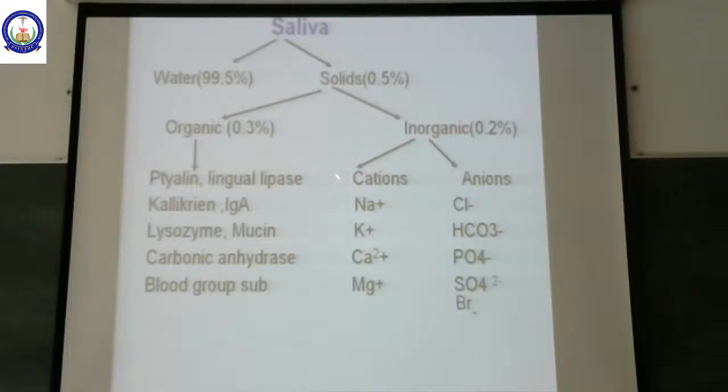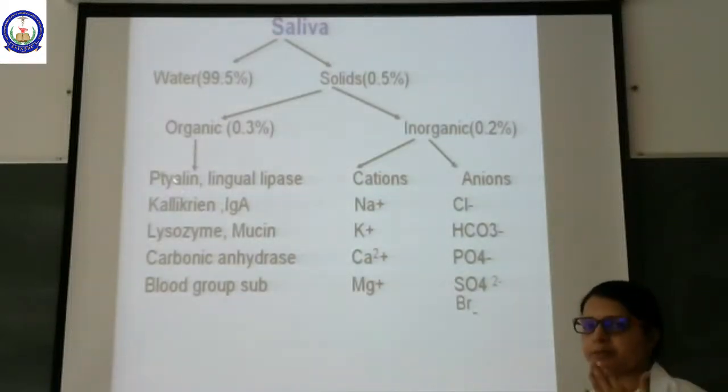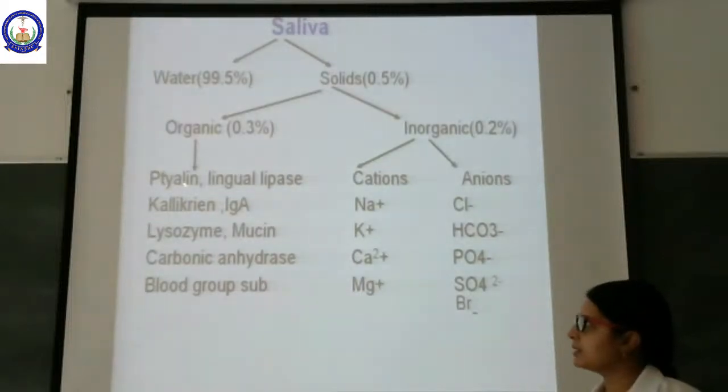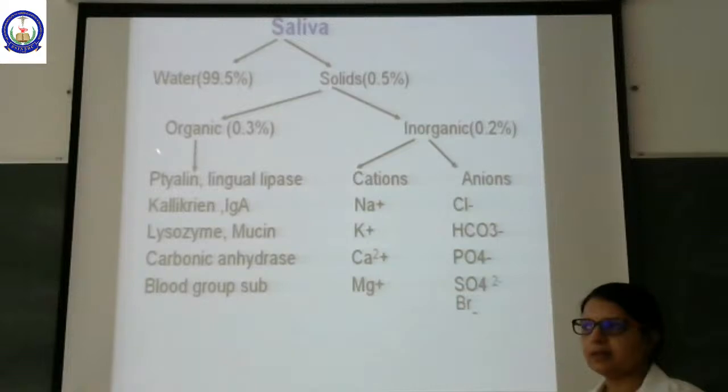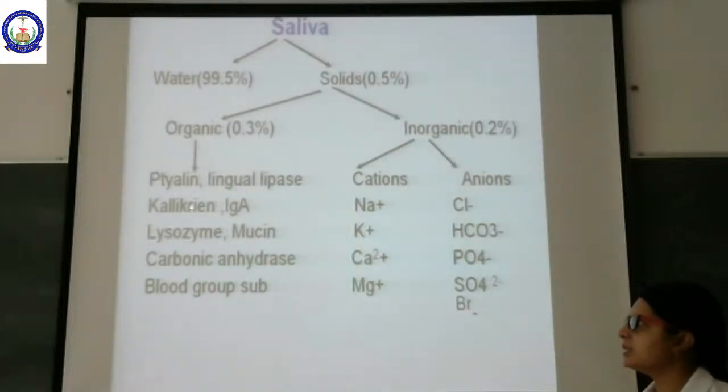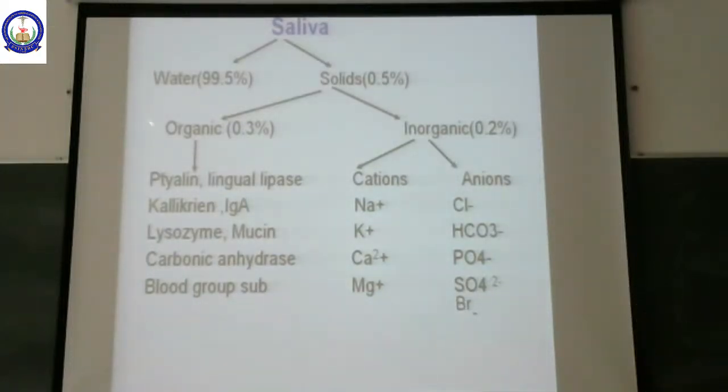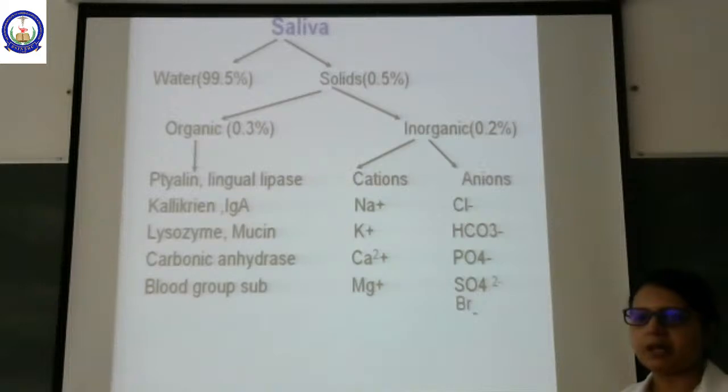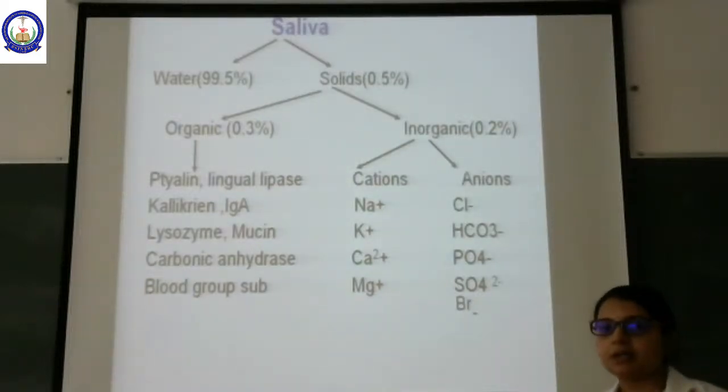In the organic solids, the most important digestive enzyme present in the salivary juice is ptyalin. So please remember, it is ptyalin. The other name given to that is salivary amylase, which helps in the digestion of carbohydrates. Lingual lipase is an enzyme which helps in the breakdown of fat, that is the digestion of fat.